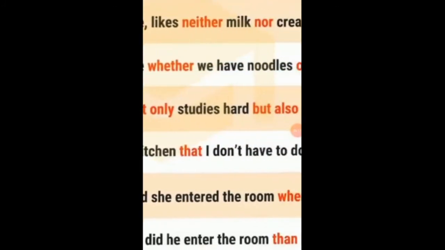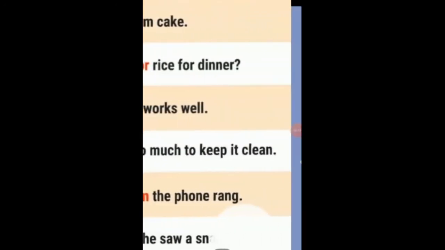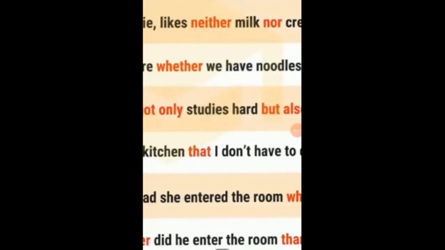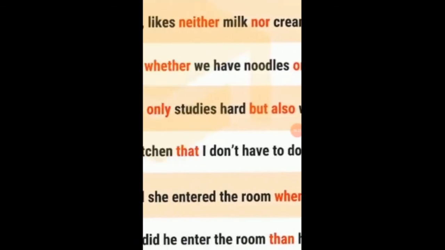The next correlative conjunction is scarcely when. Scarcely had she entered the room when the phone rang. It means she had almost just taken her first step into the room when the phone rang. So that's how you're going to use scarcely when.